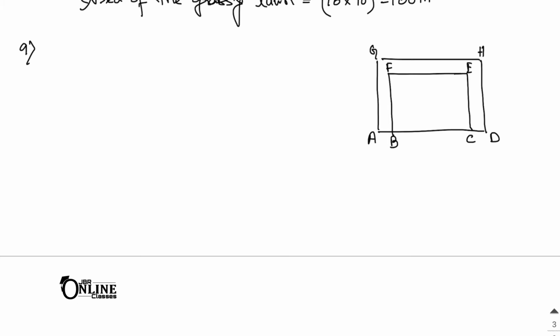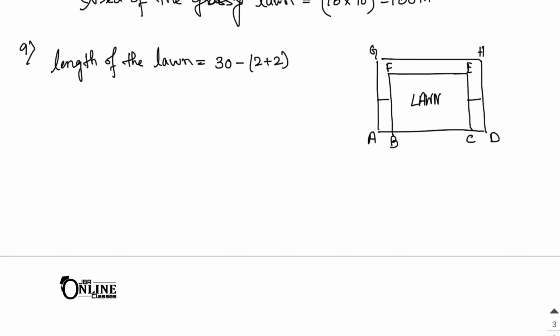Okay, so that means this portion B, E, F, C is the lawn. Okay, this portion, that is the lawn. So now the length of the lawn. Here the length of the lawn, as the total length is 30 and that is 2 meter wide. So length of the lawn equals 30 minus 2 and here also plus 2. So that equals 26 meter.